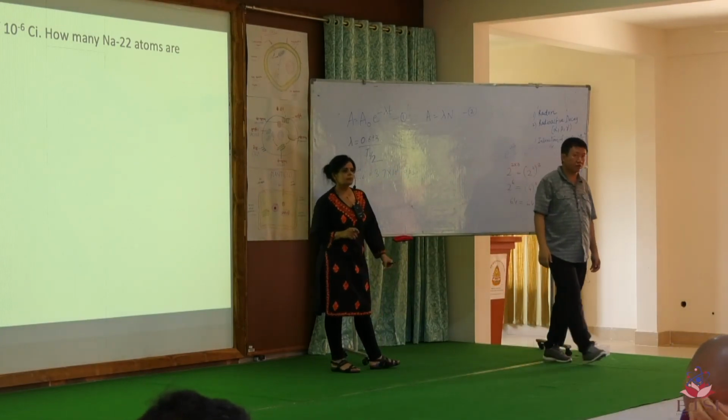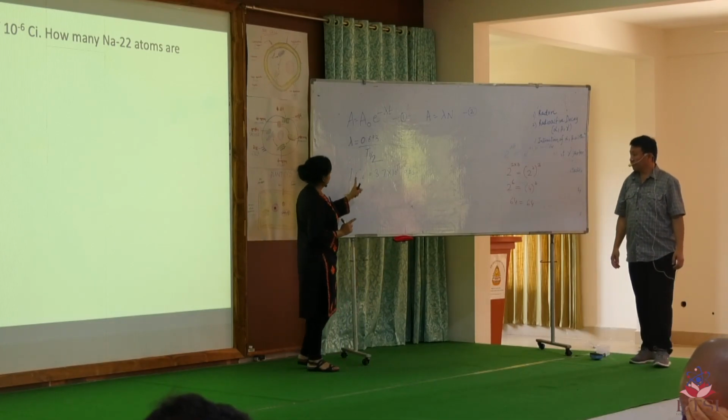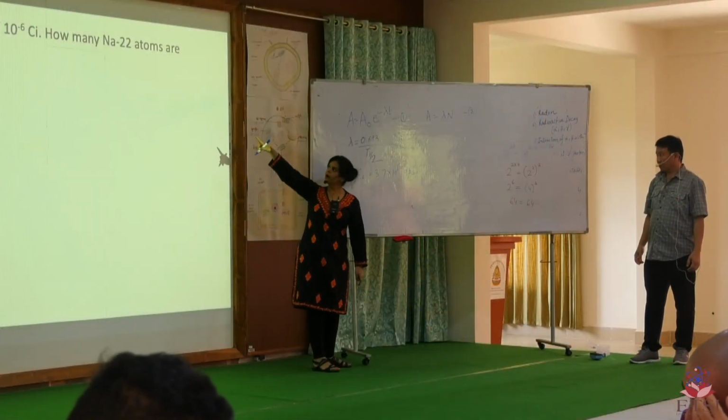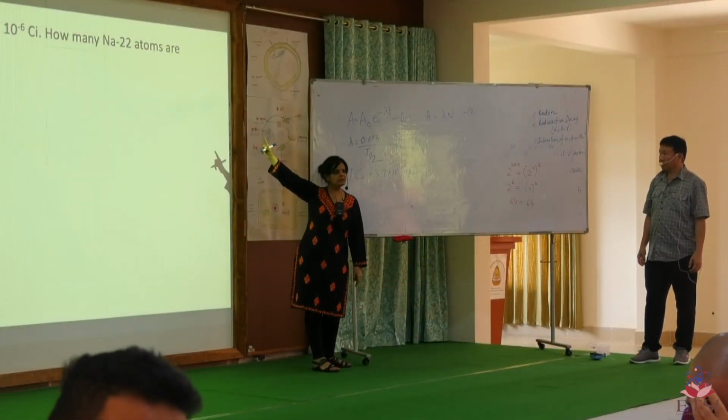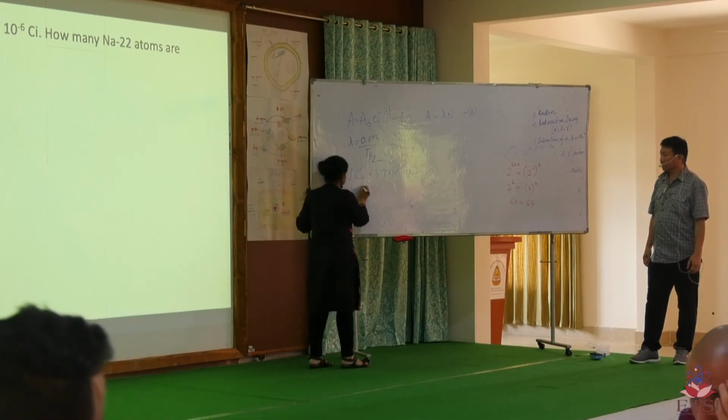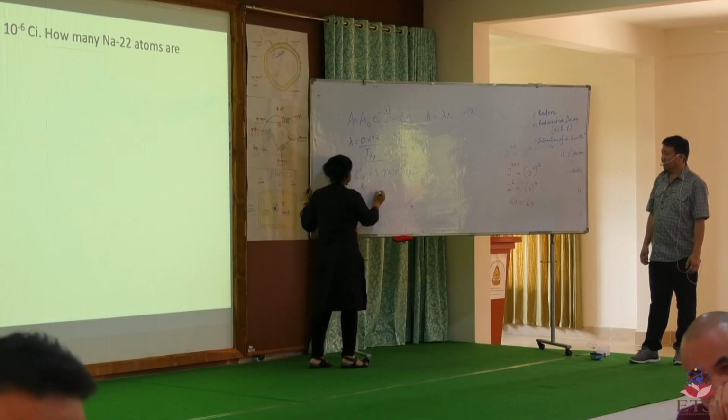So 1 Curie is 3.7 times 10 to the power 10 dps. How much is the activity here? 10 to the power minus 6 Curie. So what will be the value of 10 to the power minus 6 Curie here?